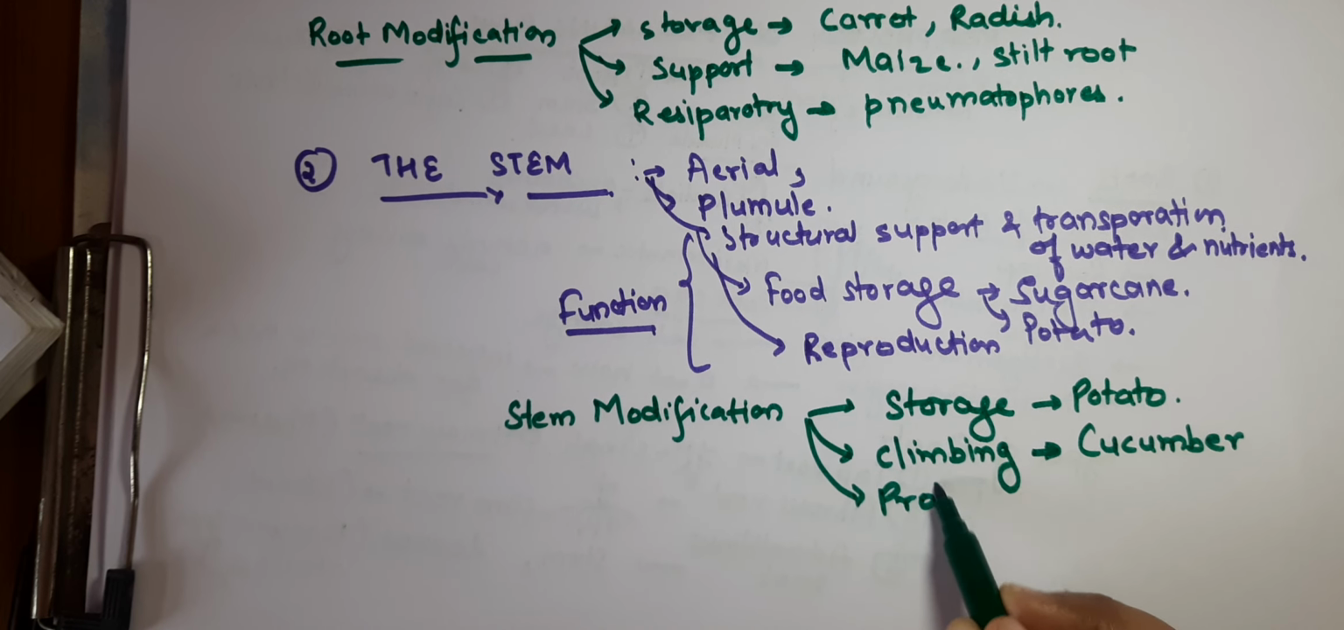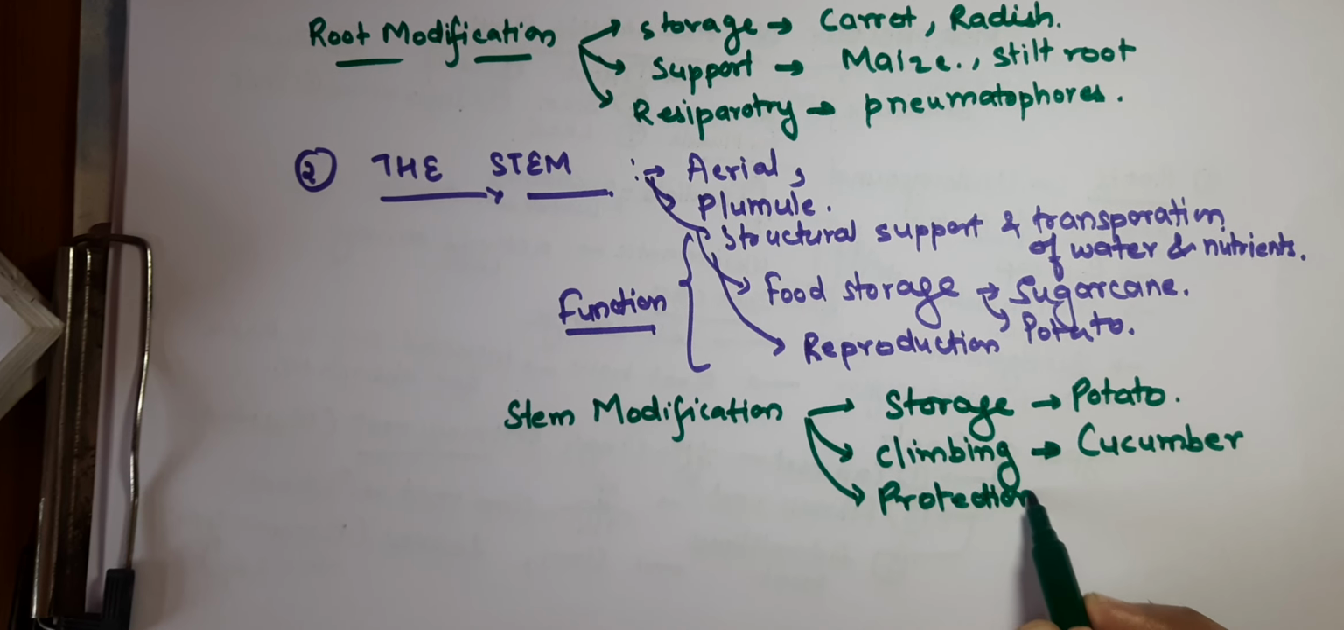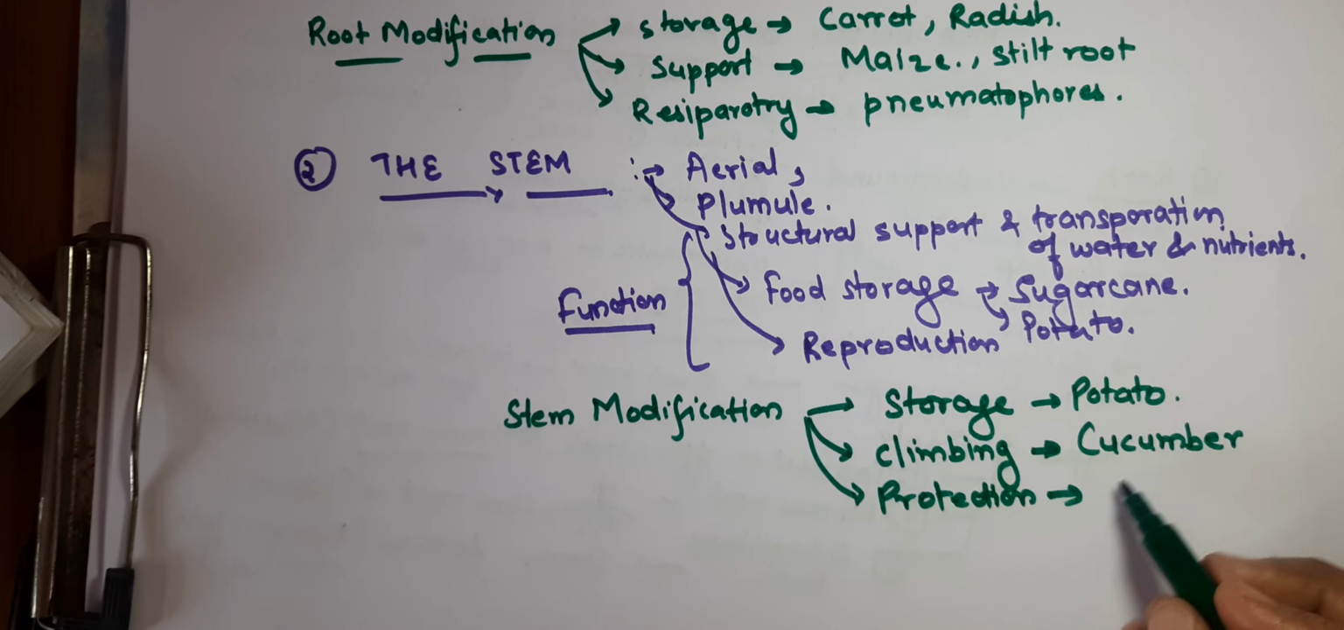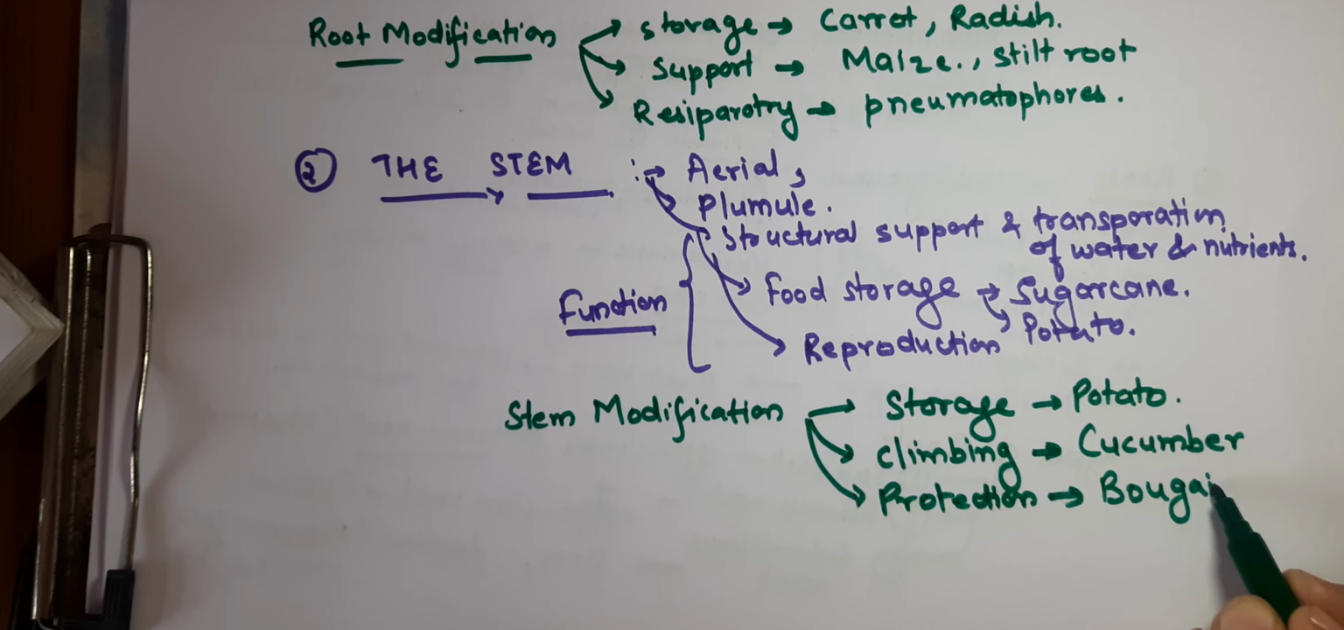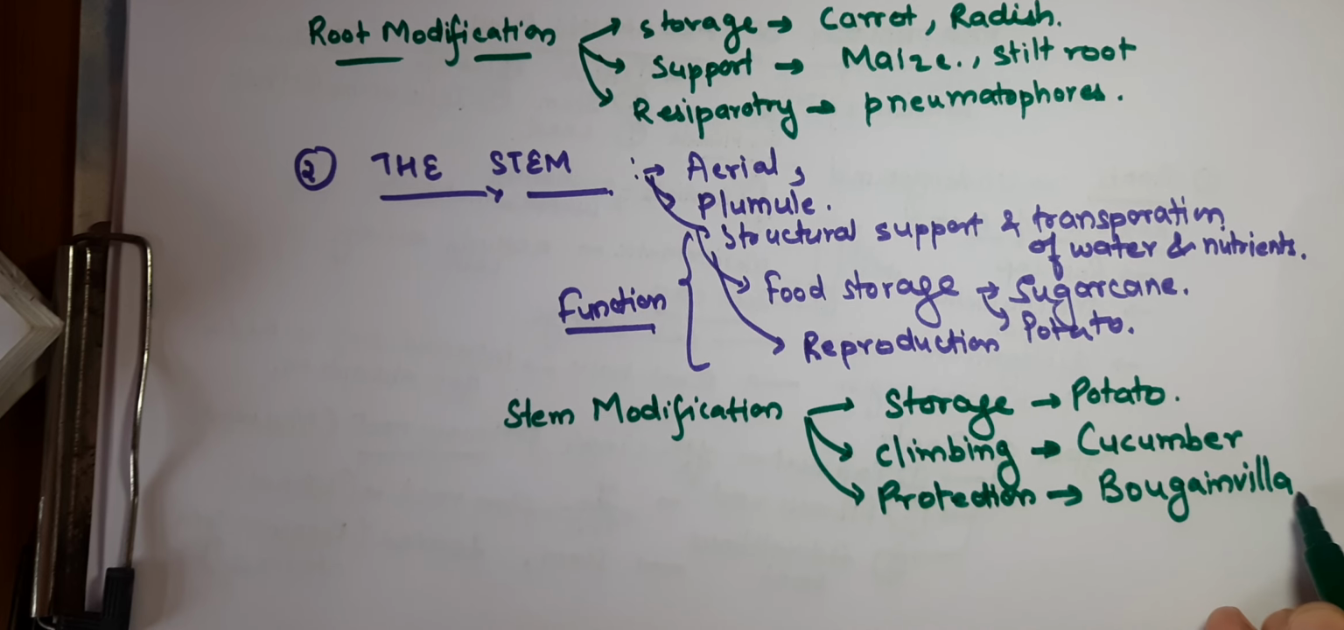Then there are some stem modifications that are meant for protection. For example, bougainvillea: the stem will have thorns, so the bougainvillea flower can be protected by these thorns. So this is all about the stem.